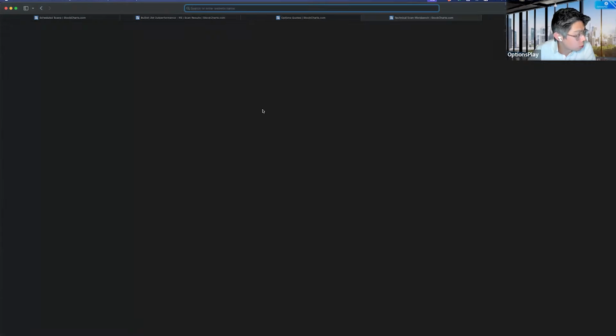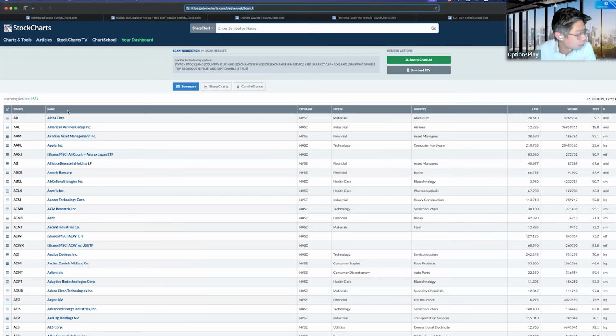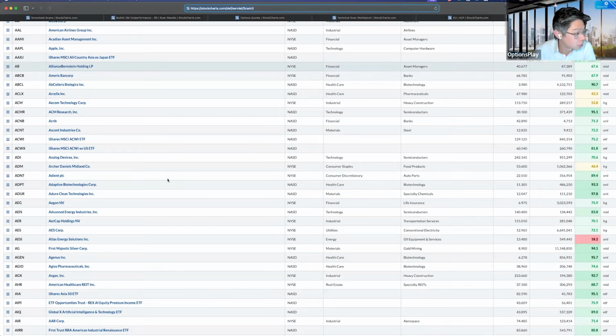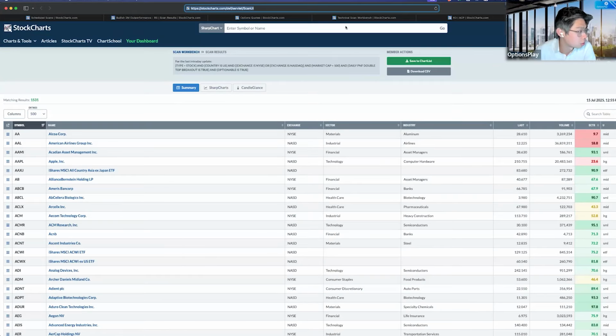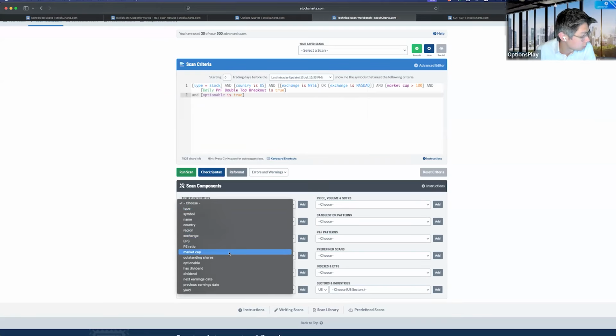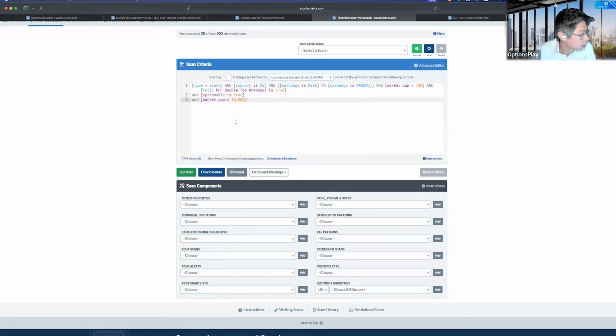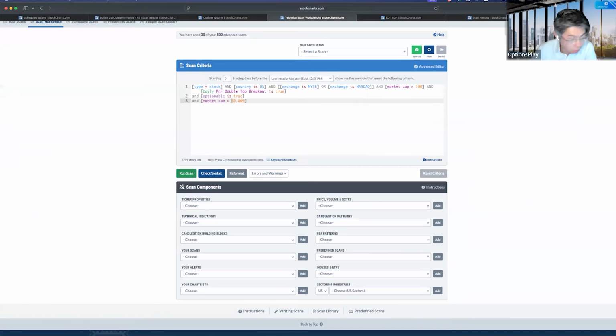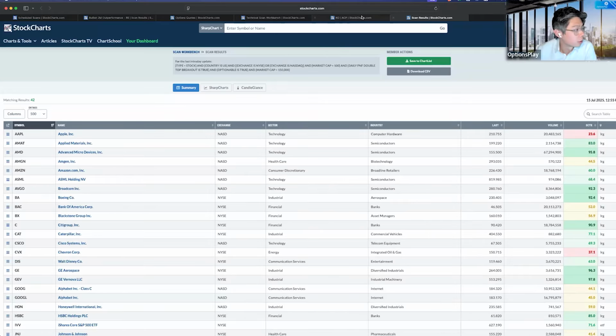Run the scan, and now you have all the stocks that are optionable that have generated a double top buy signal, right? I usually will also have market cap restrictions on it as well. So for example, market cap, I like to be greater than maybe 50, I think, is it 50 billion? I think it's probably 150 billion. Let's run that. I forget what the exact numbers that I use.